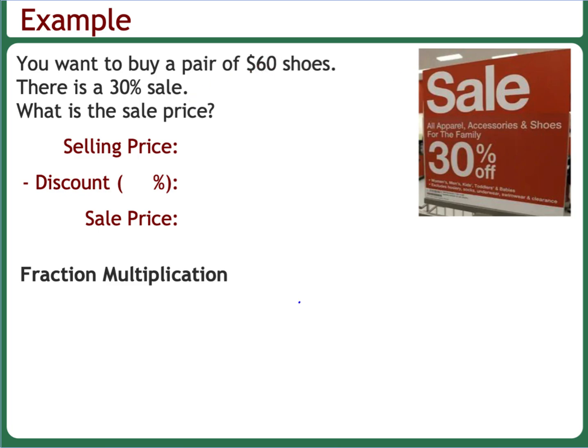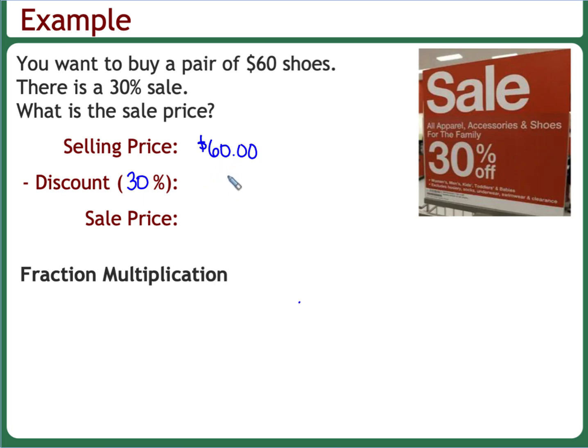The original selling price is the price before it goes on sale. So our original selling price is $60. And now it's on sale, and that sale amount we call the discount. The discount amount is how much we're going to subtract from the selling price. We calculate the discount amount by looking at the percent of the sale. So if we have a 30% sale, we need to find 30% of the $60, and that will tell us how much the discount is.